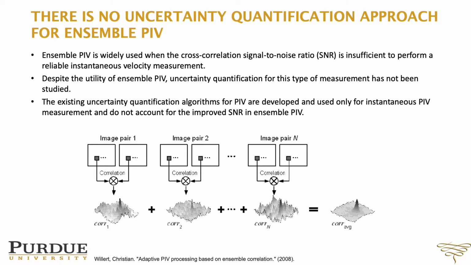Now, despite the utility of ensemble PIV and the wide usage of such algorithms, there is no uncertainty quantification algorithm developed for ensemble PIV. The existing methods are developed for instantaneous velocity measurements and do not account for the improved SNR in ensemble PIV.